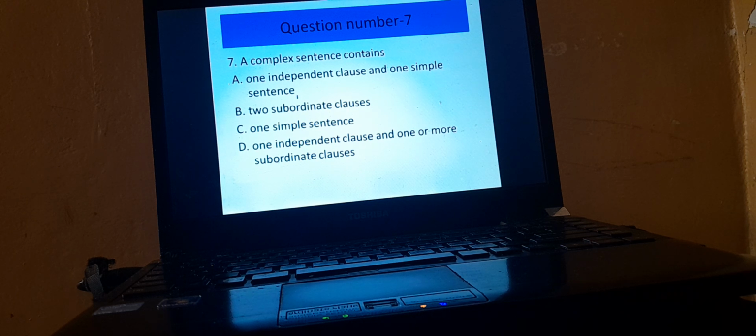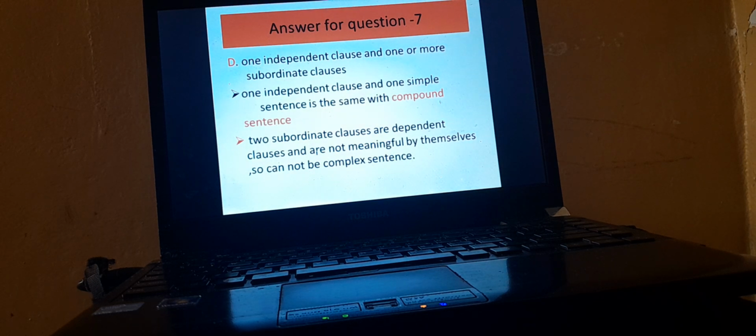Question number 7. A complex sentence contains: A, one independent clause and one simple sentence; B, two subordinate clauses; C, one simple sentence; D, one independent clause and one or more subordinate clauses. The answer for question number 7 is D, one independent clause and one or more subordinate clauses.